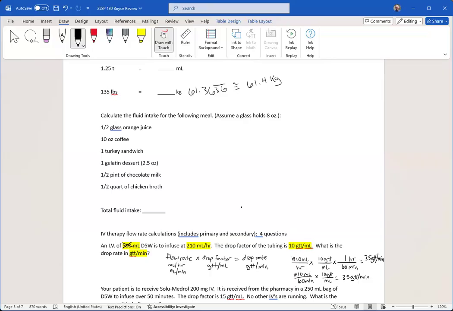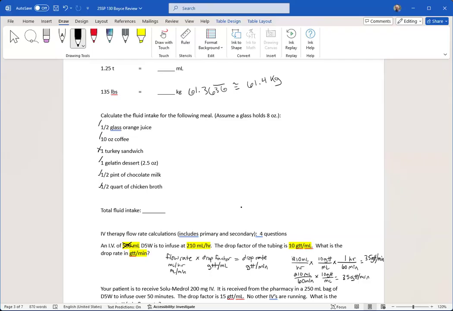One strategy that some students use is to convert everything to ounces and then multiply that number by 30 to get their milliliter count. That works, or you can just do it as you go along. The first thing I'm going to do is look for everything that I'm going to be calculating that's considered liquid. So this is liquid. This is liquid. This is not liquid. That is liquid. Yes and yes. So everything but the turkey sandwich is liquid.